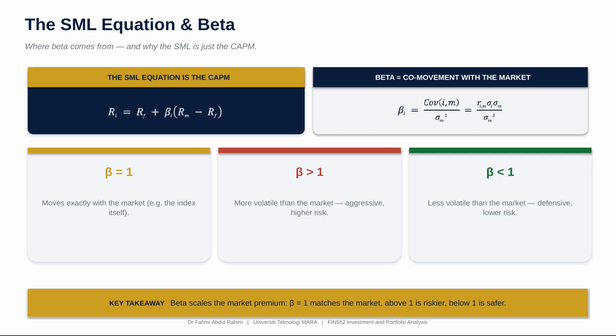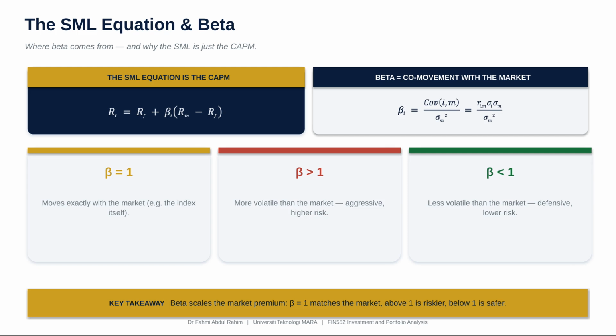Now, the three cases of beta in the cards, and these are essential. If beta equals 1, the stock moves exactly with the market, like the index itself. If beta is greater than 1, the stock is more volatile than the market, an aggressive, higher risk stock that swings more than the market does. If beta is less than 1, the stock is less volatile than the market, a defensive, lower risk stock. The takeaway: beta scales the market premium. A beta of 1 matches the market, above 1 is riskier, and below 1 is safer.